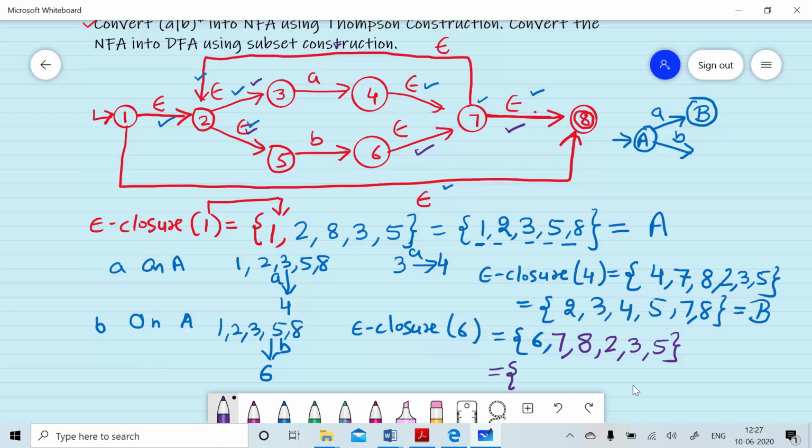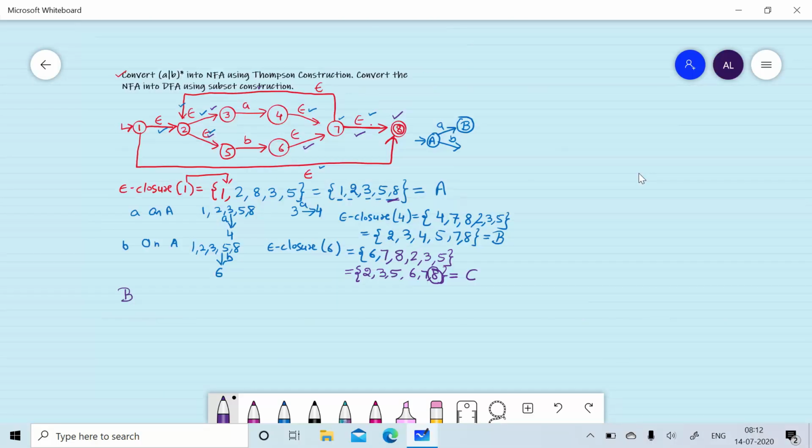We can arrange the elements of the set in increasing order. So it includes 2, 3, 5, 6, 7, 8. And this is a different set from A and B. So we will call it C. Now we will consider set B: 2, 3, 4, 5, 7, 8.